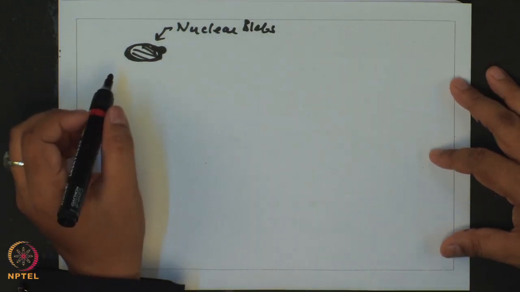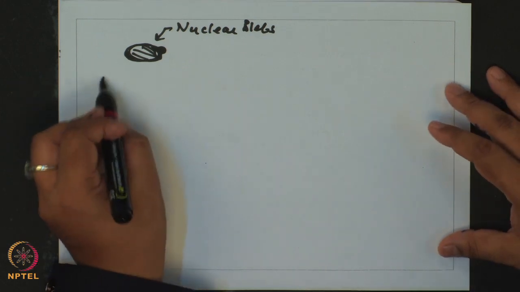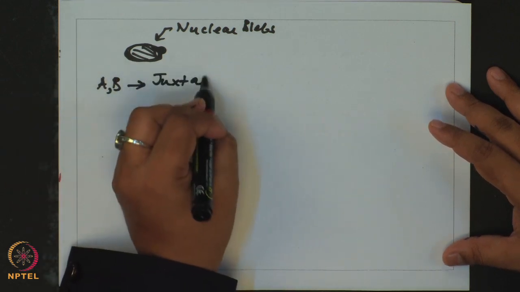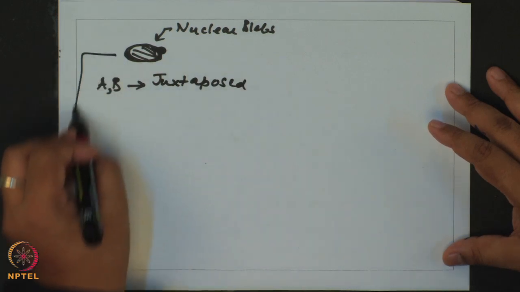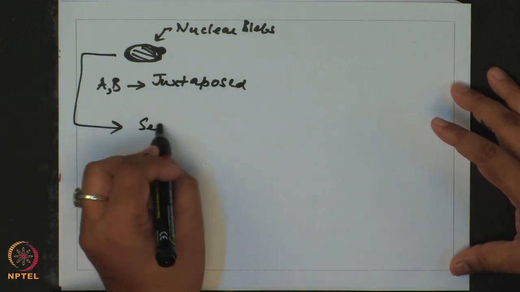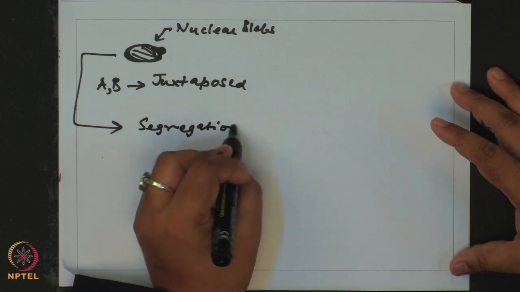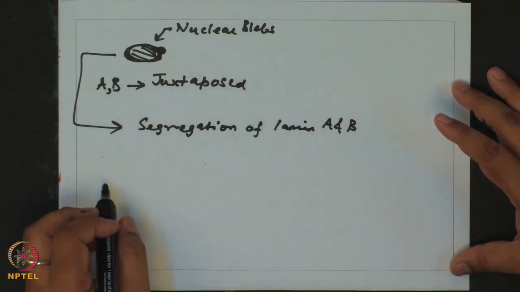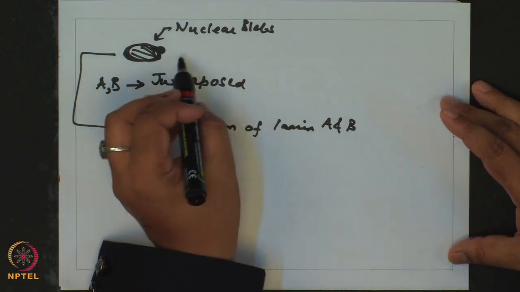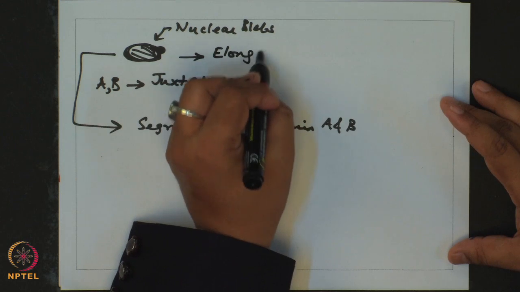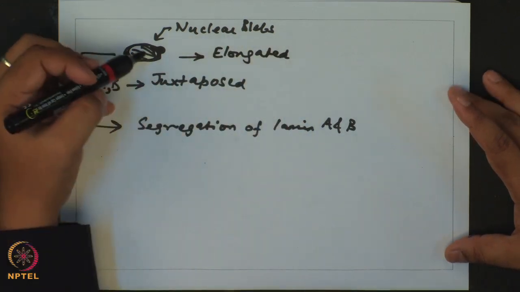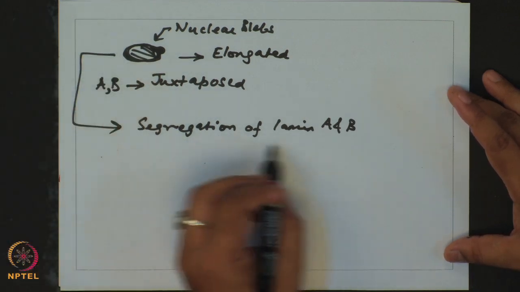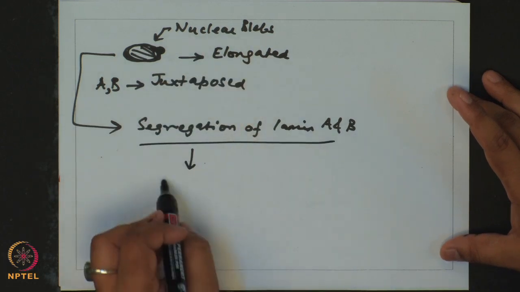And what they found was that in the general case, the Lamin A and B networks are juxtaposed. But in these nuclei, there was a separation or segregation of Lamin A and B. So not only were these nuclei elongated, but you have these odd-shaped nuclei and the segregation of Lamin A from B. This segregation was only observed in 3 micron pores.